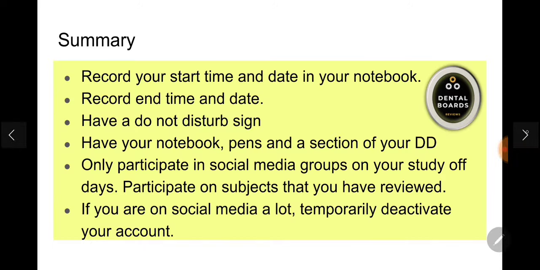All right. So record your start time in your notebook and your end time and the date that you're doing it. So every day you're supposed to write the date. That's a good practice anyway. And if you're at home, make sure you put up a do not disturb sign. Okay. If you're in a library, be in a quiet place. If you like to study in noisy environments such as the coffee shop, that's fine.